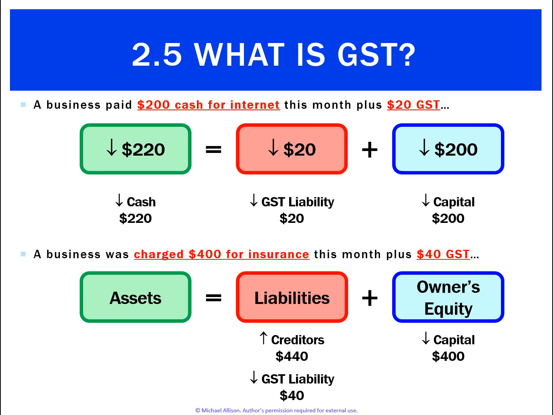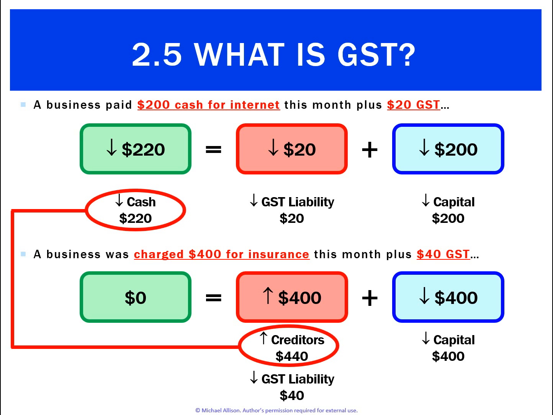So you can see the effect on GST and capital is exactly the same for a different amount, but the same direction. What's different in this case is we've got liabilities going up $400 and owner's equity down $400, and in the top example it's cash that decreases, whereas in the bottom example it's creditors that will go up.